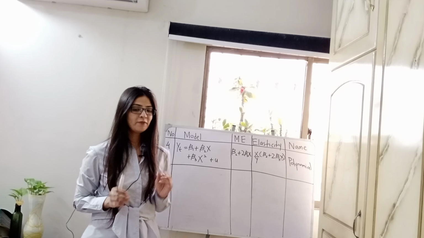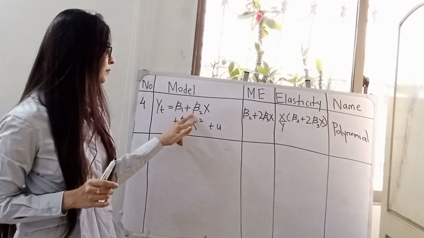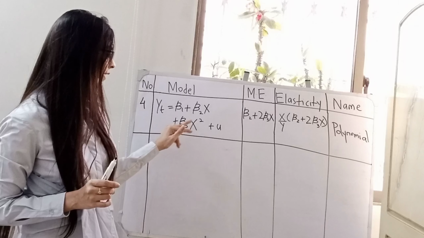Now coming to the fourth one, we have yt is equal to beta 1 plus beta 2x plus beta 3x squared plus u.